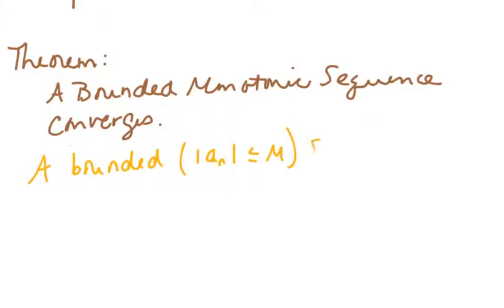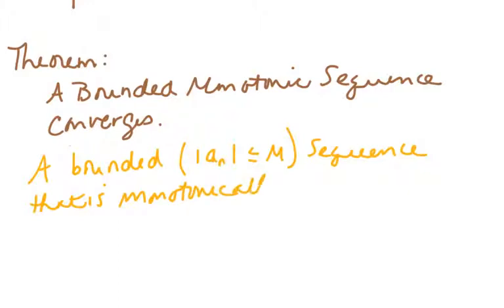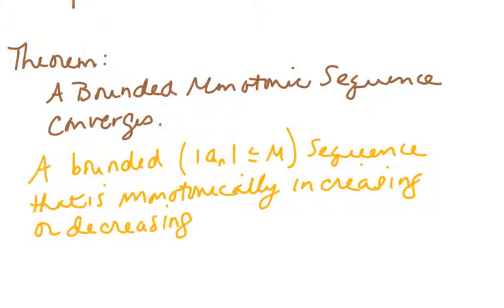So a bounded sequence that's monotonically increasing or decreasing is going to converge. So that's the second point. If this thing is bounded and it's decreasing every single term or increasing every single term, and it's bounded, it's going to have a stopping point. And that stopping point will be the convergence point. So that's kind of a common sense theorem.